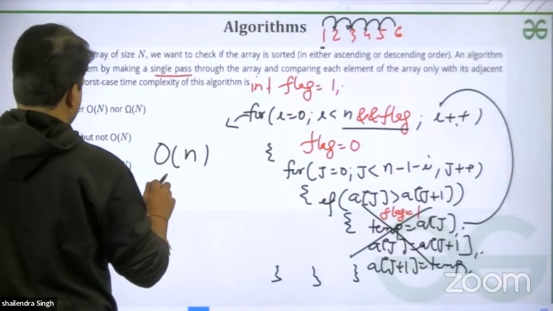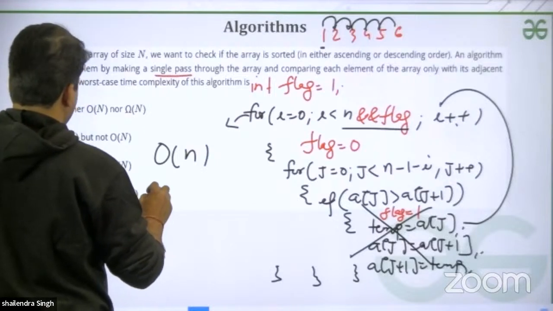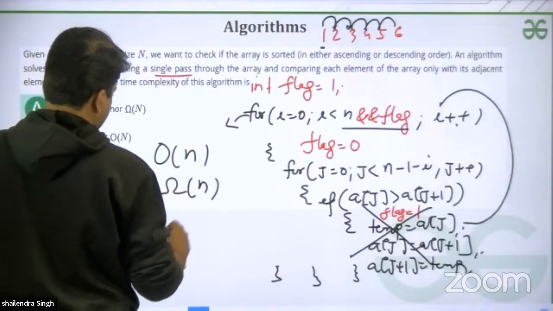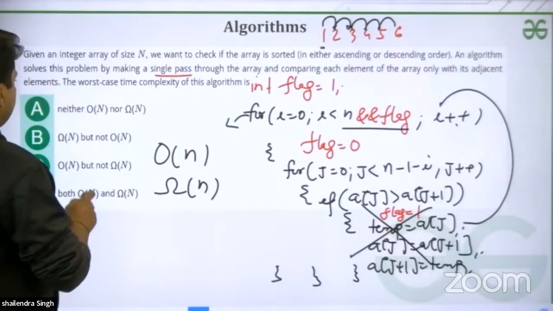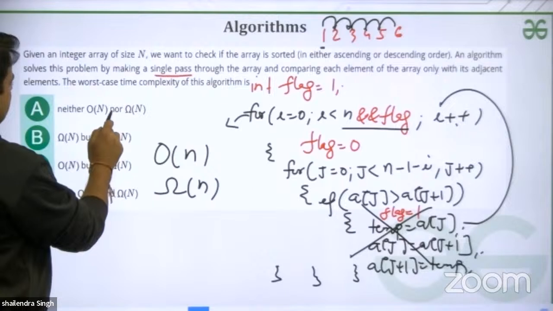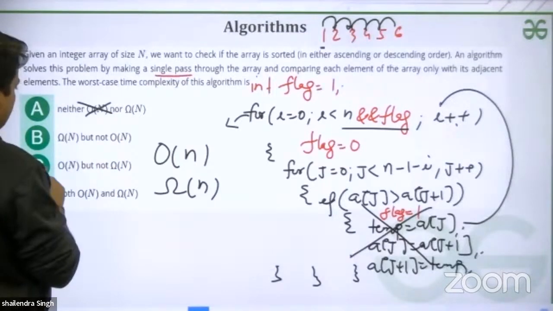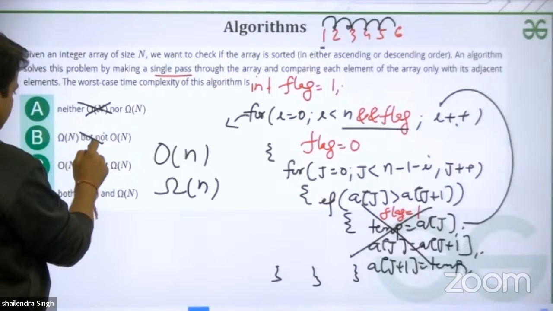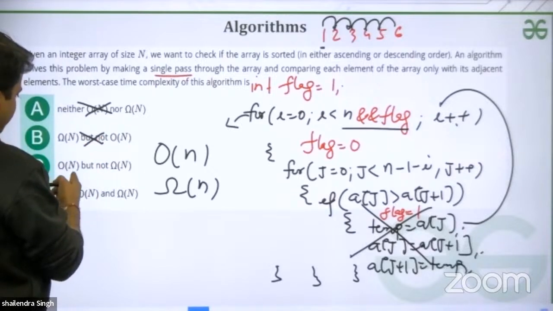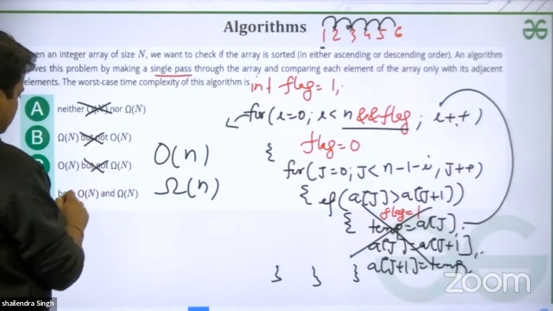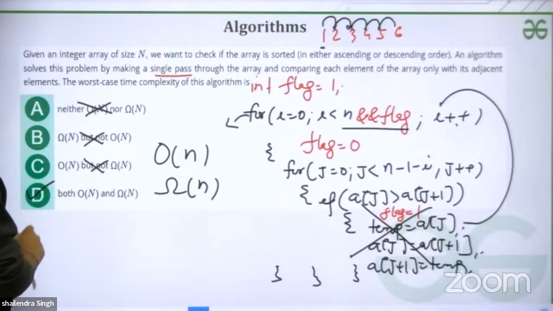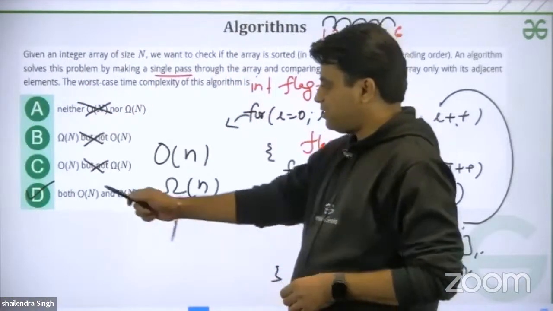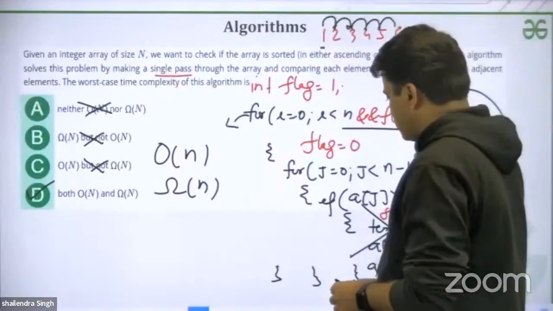Okay, order of n, and we can say this one also. So here this option A, neither this nor, so this is wrong. Big omega of n but not this, so that's why this is wrong. Big O of n but not, because of not, this is wrong. Both. So D is the right answer. Students, right answer is what? Right answer is D. Okay. So this is how we will solve this question.